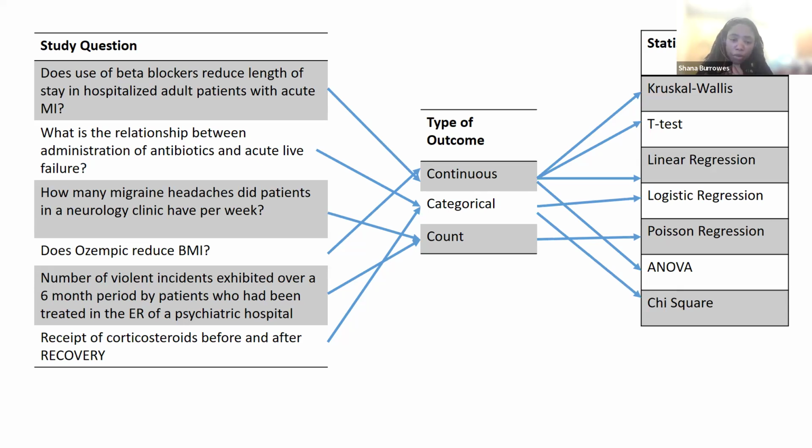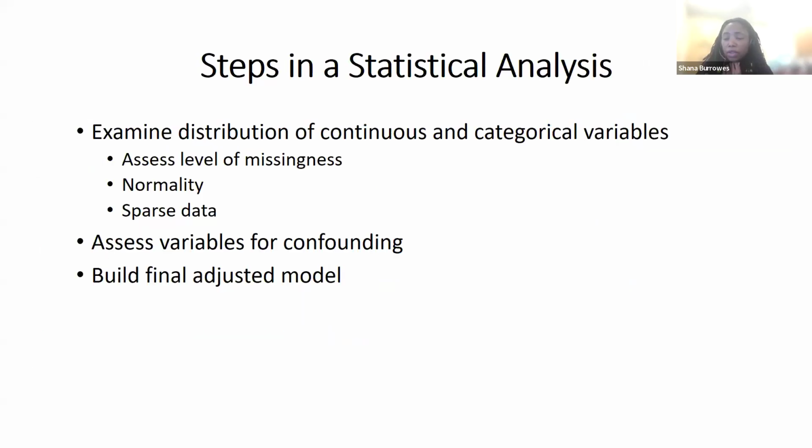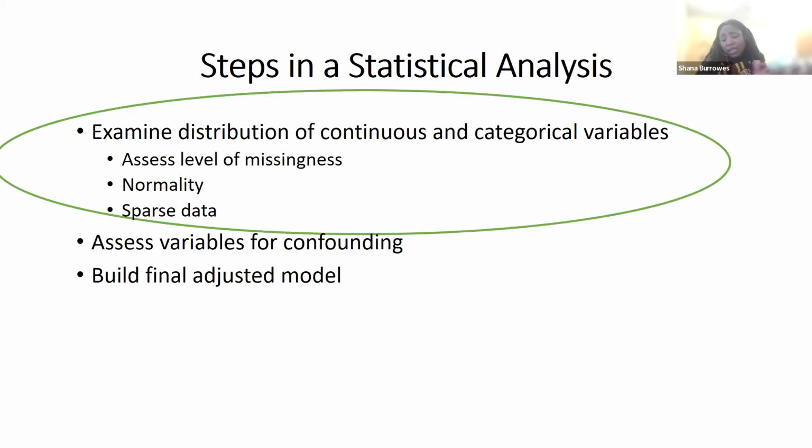So when you're finally at the point where you're planning your analysis, you have a few steps that you want to go through. The first thing you're going to want to do, after you have your study design, your question, and you know what kind of outcome you have, is examine the distribution of your continuous and categorical variables, your baseline variables, the variables that are going to be included in your analysis. This first step is super important because it allows you to assess if you have any missingness in your data, because the level of missingness can lead to bias in your study if certain variables that are missing are potential confounders, or if people who are missing data tend to be different from the people who are not missing data. It allows you to assess the normality, the distribution of your variables.